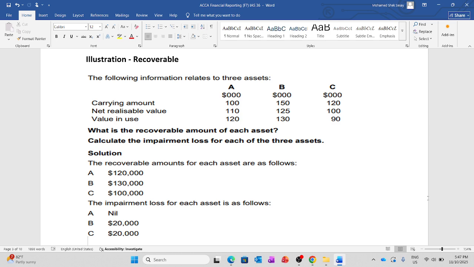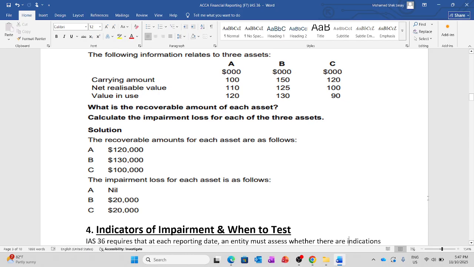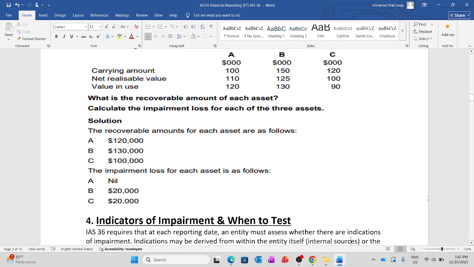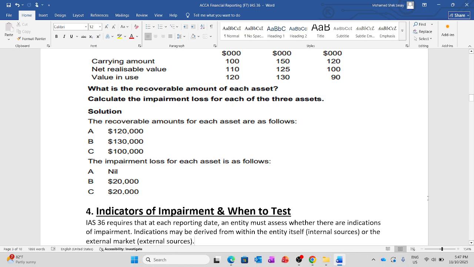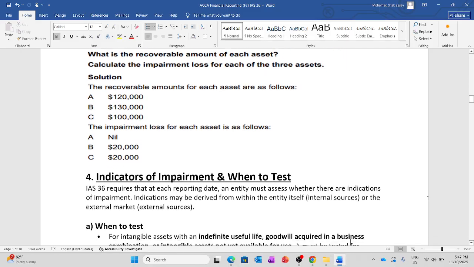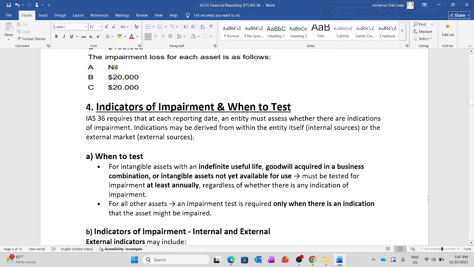Now for asset B, the carrying amount is 150. The recoverable amount, which is the value in use, is 130, which is less than the carrying amount. So the difference of 20 will be treated as an impairment. For asset C, 120 should be compared with 100. So a difference of 20 also should be accounted for as an impairment in the statement of financial position as well as the statement of profit and loss. Very good.